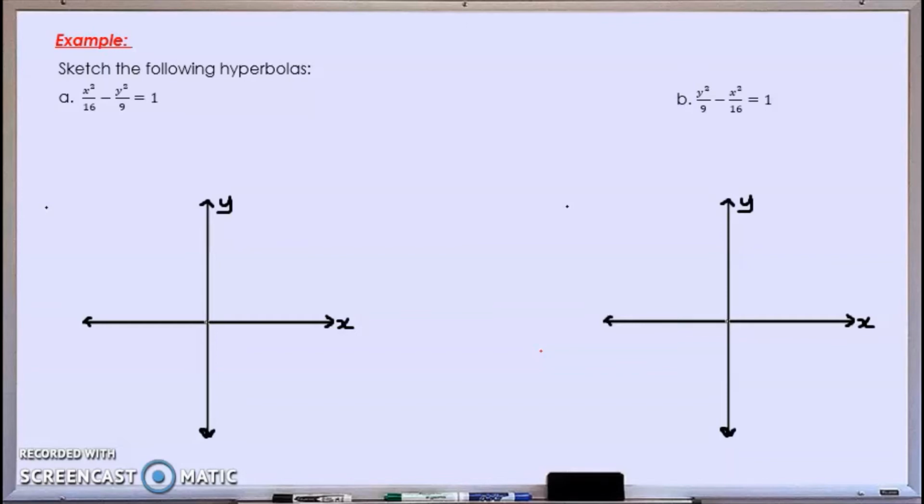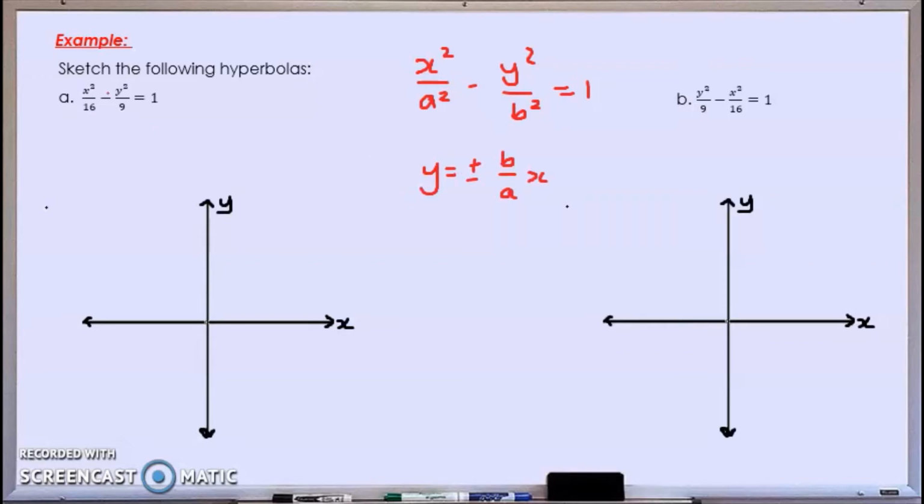We're looking at a couple of hyperbolas here, and they're very, very similar. They're both centered at the origin, and they have equations something along the lines of x squared over a squared minus y squared over b squared equals 1. These hyperbolas also have asymptotes that have equation y equals plus or minus b over a x.